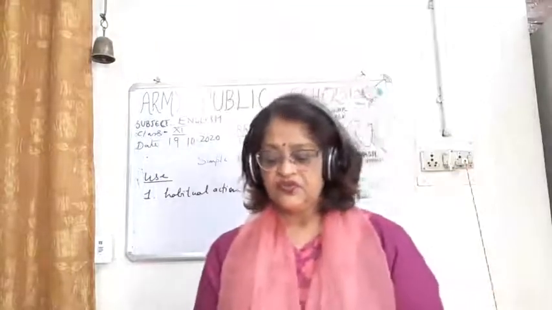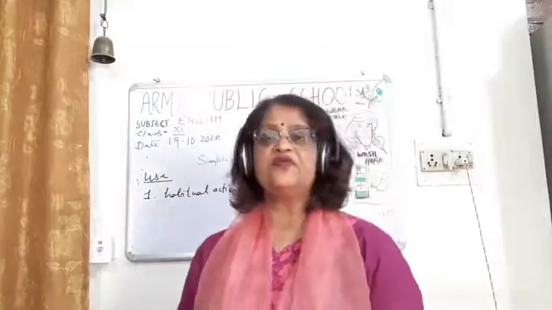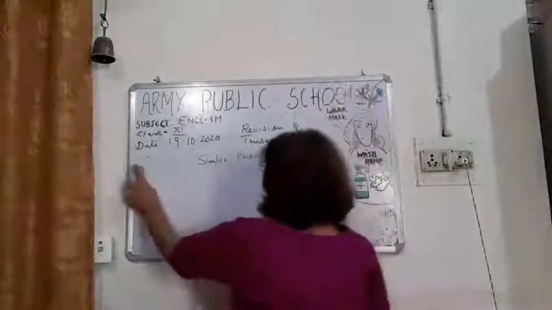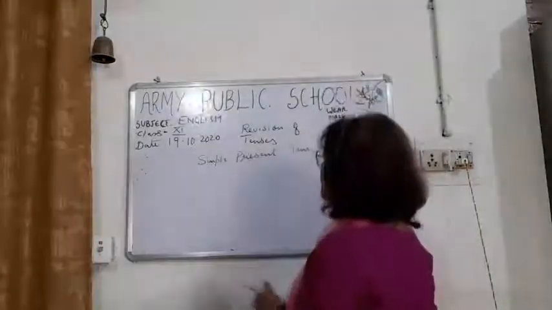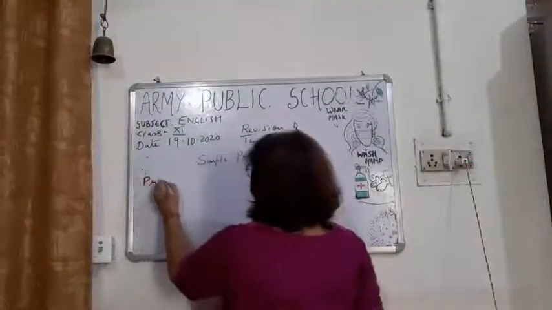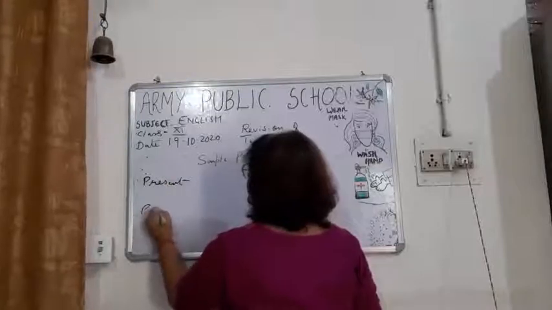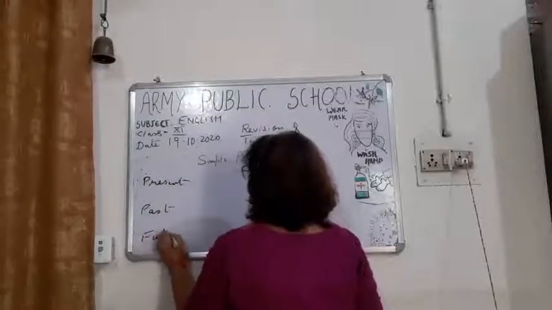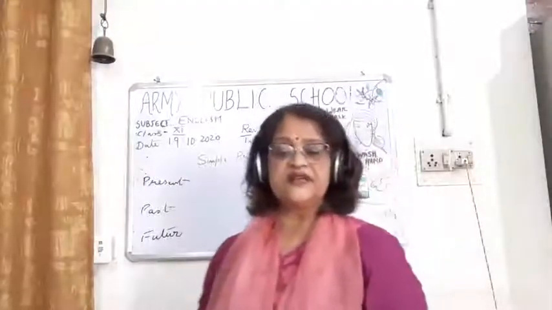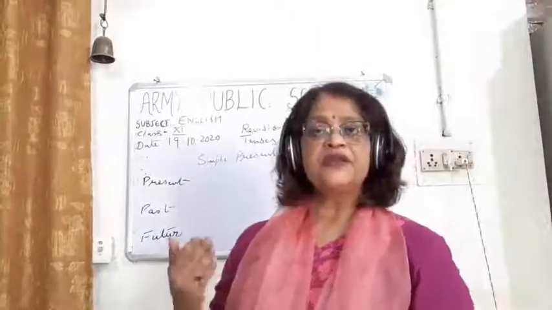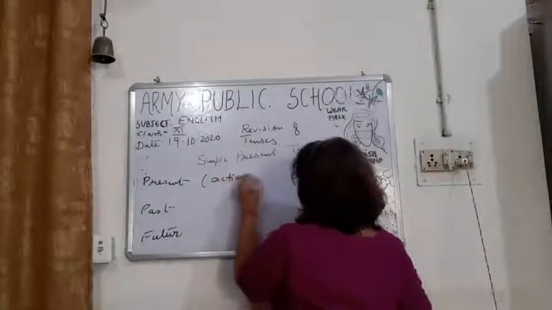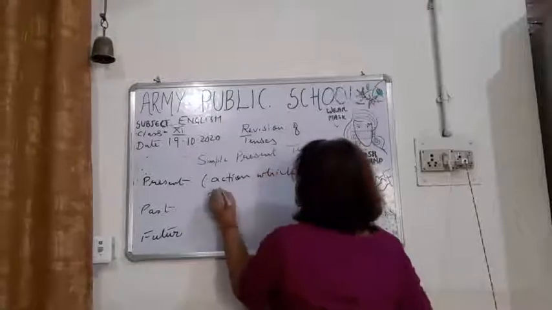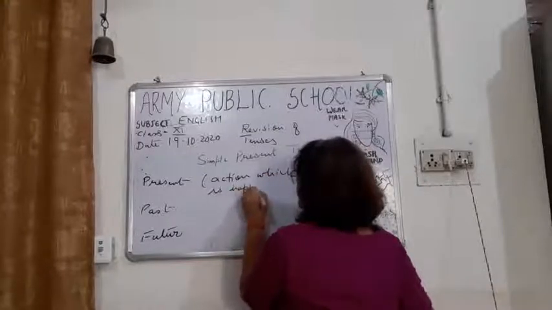So first of all, what is the time of an action? We mention the time of the action in the following way. Work which is done, action which is happening now. What is the present tense? Action which is happening now.